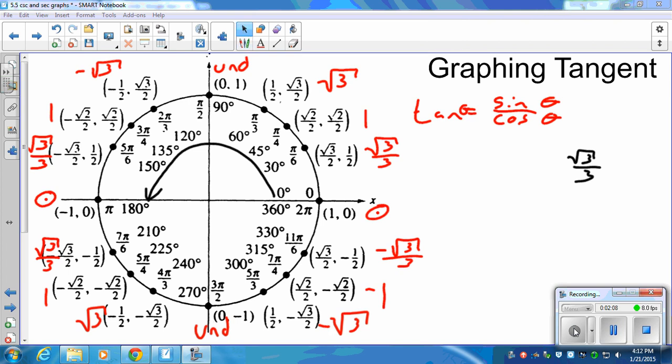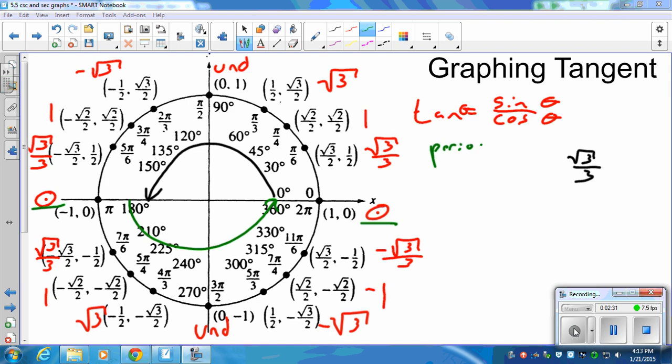So what you should notice is in this one revolution, we're getting a full period. We go from 0 to 0, and we're getting all the positive values and then all the negative values. Then again, all the positive values, all the negative values. So really, for tangent, a period happens at pi. So it's half of what you need for a sine and cosine graph.